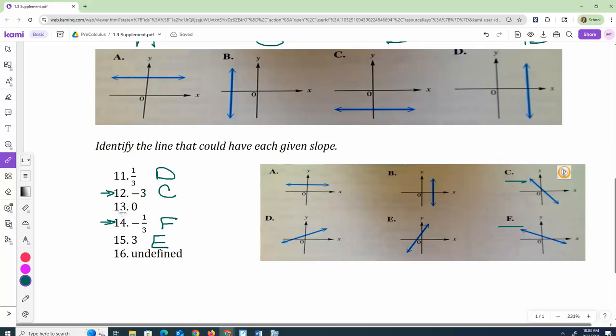What kind of line has a slope of 0? Horizontal. Rise over run. Your rise is 0. Undefined is like a number over 0. So it goes up but doesn't go over. So that's a vertical line. So that one is B.